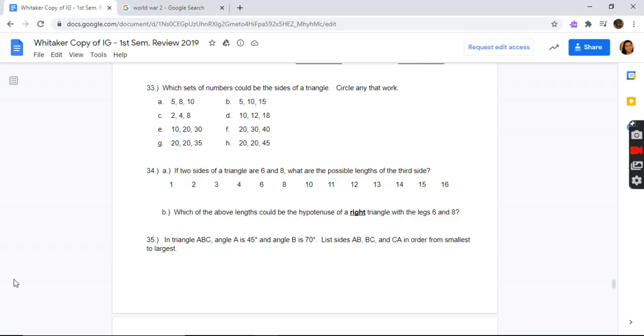In triangle ABC, angle A is 45 degrees and angle B is 70 degrees. List sides AB, BC, and CA in order from smallest to largest.